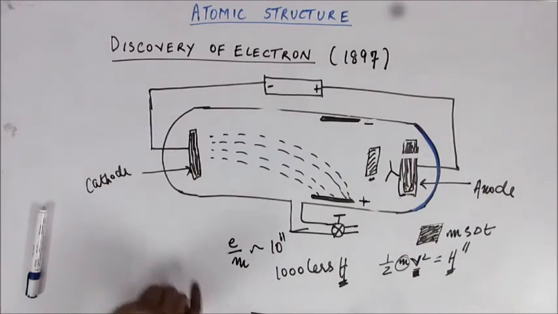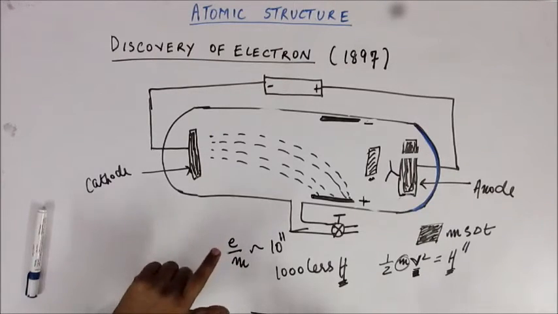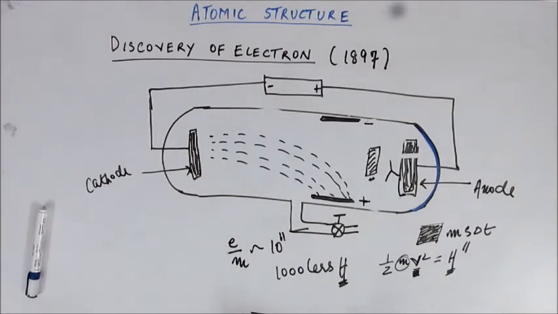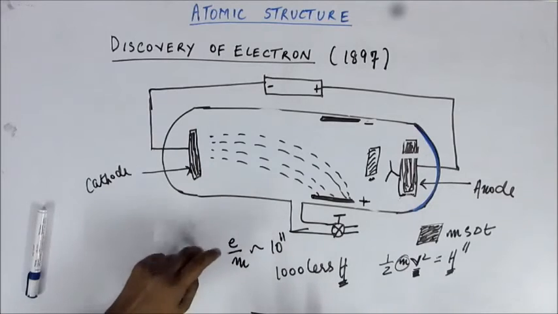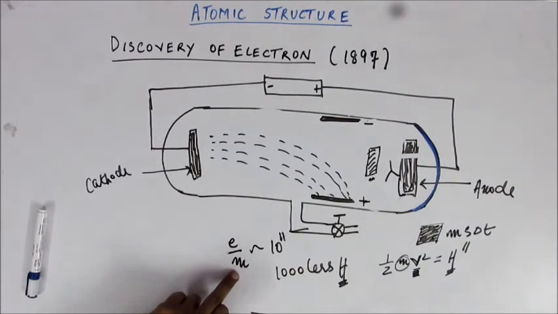But later, Millikan, another scientist, performed an experiment after J.J. Thomson. He found out the charge of the radiation, the charge of the electron, exactly. Independent of mass, he found out the charge. So once we have the charge and we have the e/m ratio, then from here we can find out the mass. So that's a more authentic way of calculating the mass. And that's how we know the mass of the electron.